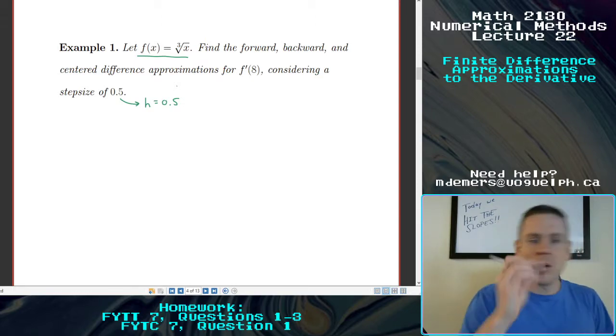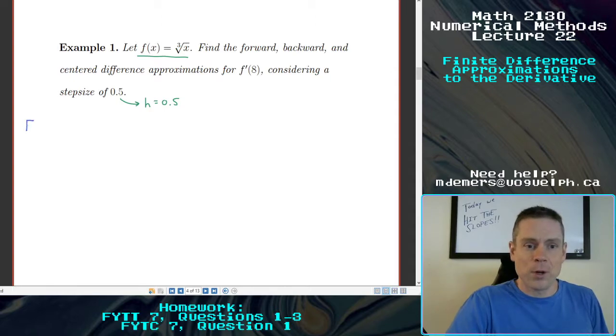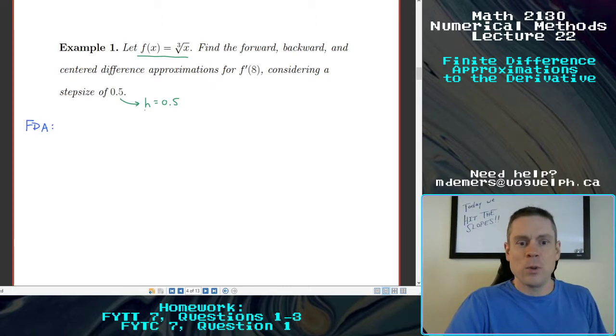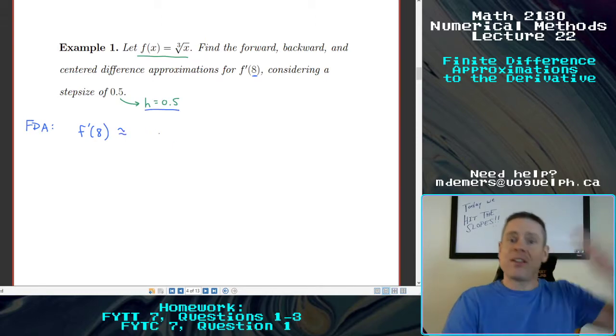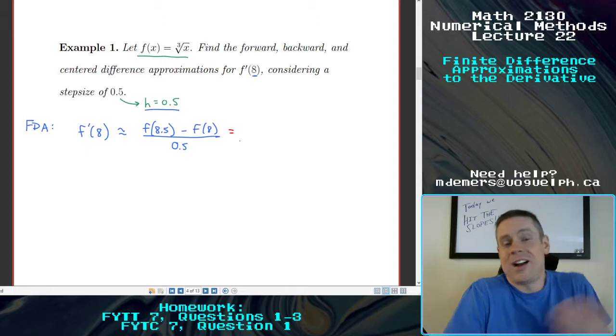So, okay, let's work on each of these schemes. So the forward difference approximation with h equals 0.5, and we're dealing with f prime of 8. So f prime of 8 is going to be approximately equal to, and the scheme is going to take a half a step forward. So we're going to look at f of 8.5 minus f of 8 over 0.5, just like that. All right, you can calculate this no problem.